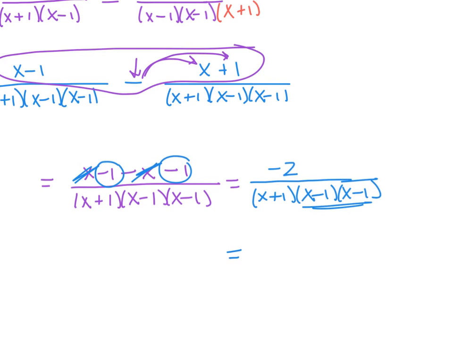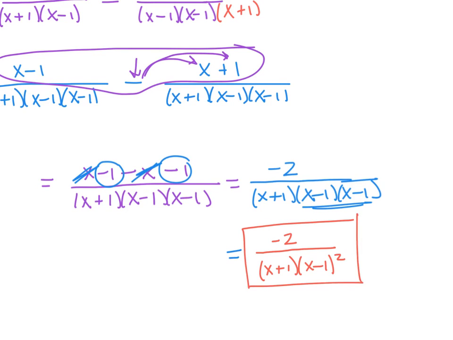And then, just because this is our final answer, we've got that double x minus 1s. I left those separate throughout the problem just in case something would have canceled in this step, but nothing did. So for our final answer, we can just say we have a negative 2 on top. On the denominator, we have an x plus 1, and then we have an x minus 1 squared, because we did have 2 of those. And that one's done.